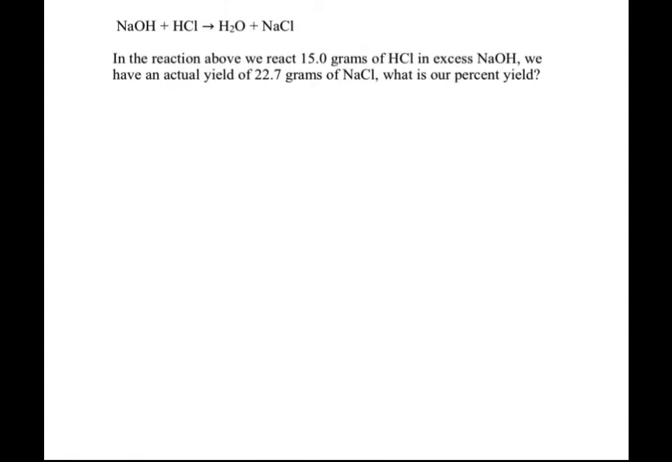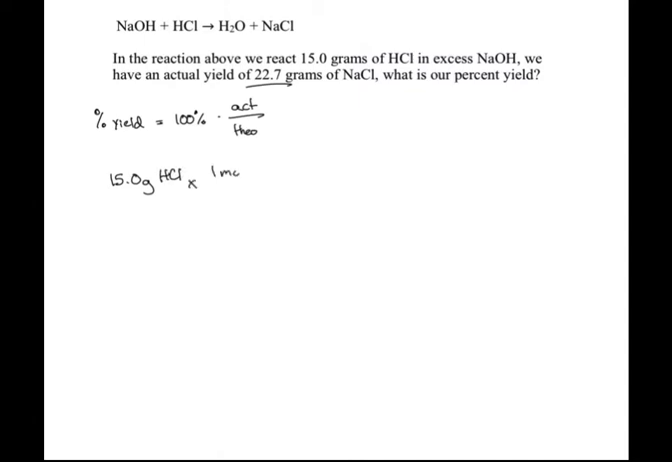So in order to find our percent yield, we're going to have to use the equation, which is percent yield is equal to 100% multiplied by our actual over our theoretical. So we've already been given our actual yield, which is 22.7 grams. We need to find our theoretical. In order to find our theoretical, we're going to take our 15.0 grams of HCl. We're going to convert it into moles.